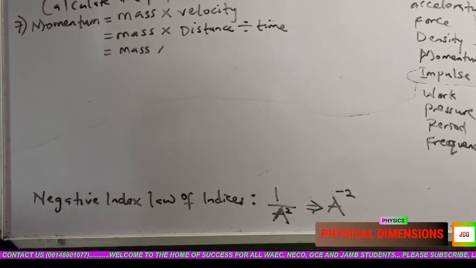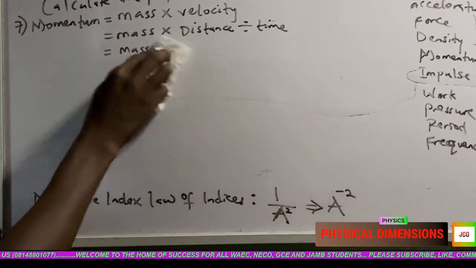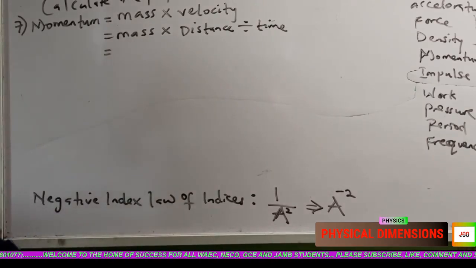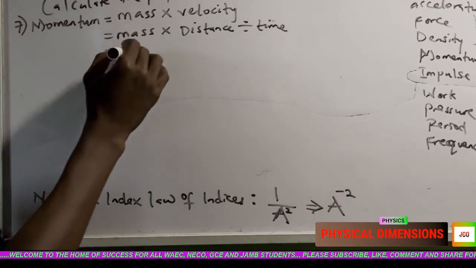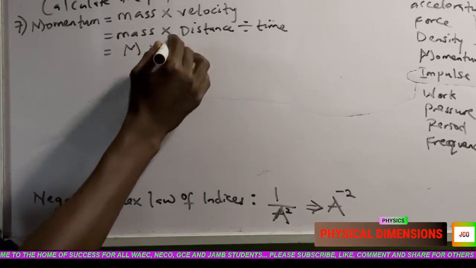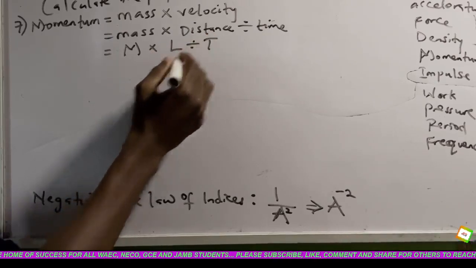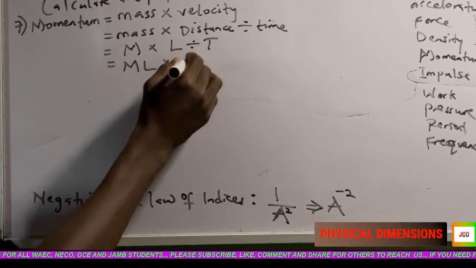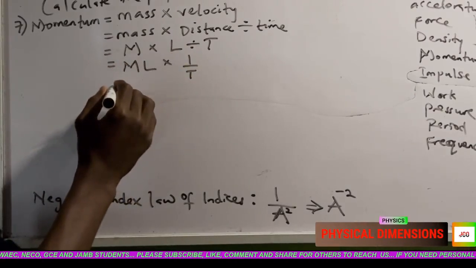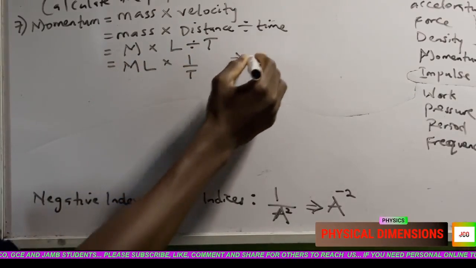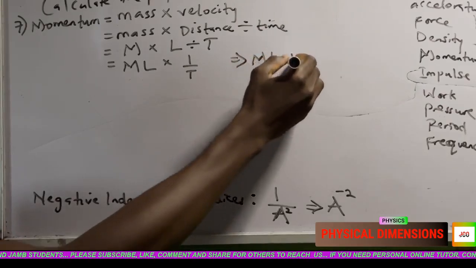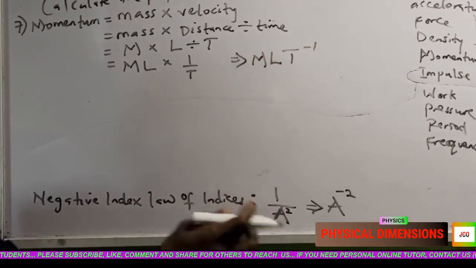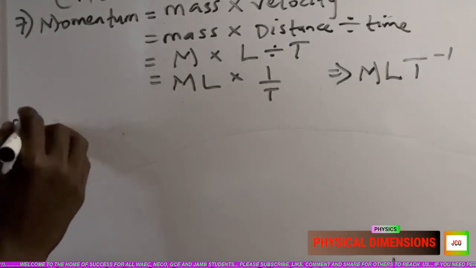Okay, we've done that. Now we're going to change it. What is mass? Mass is actually M, times distance is what? L, divided by T. So I have ML times 1 over T. And then go further, your 1 over T becomes what? T raised to the power minus 1, from your negative index law.